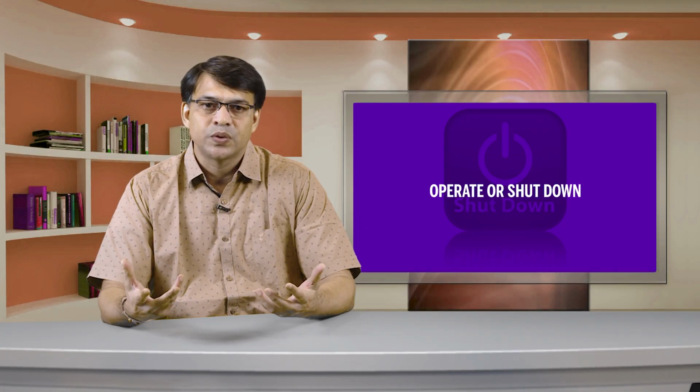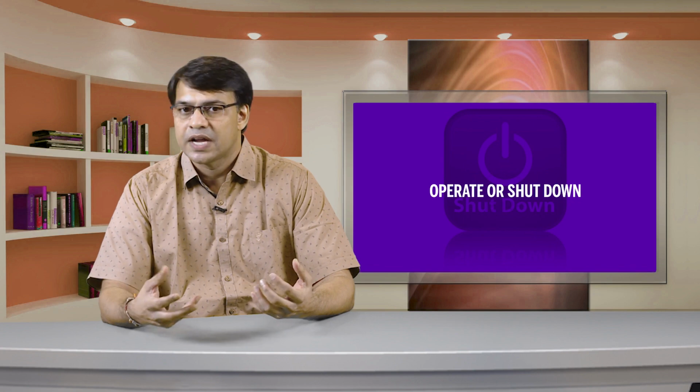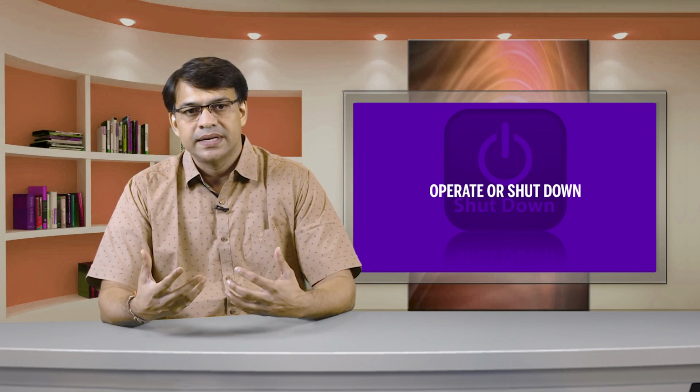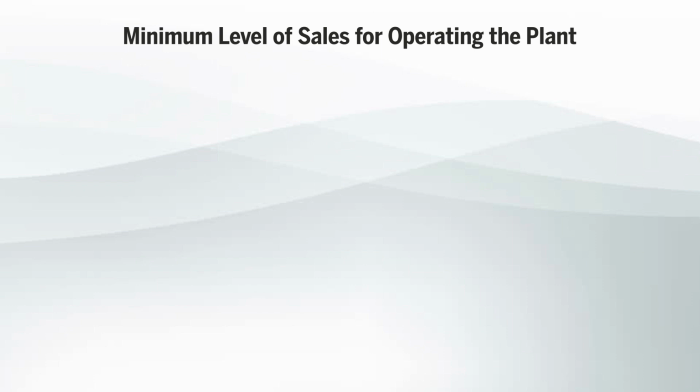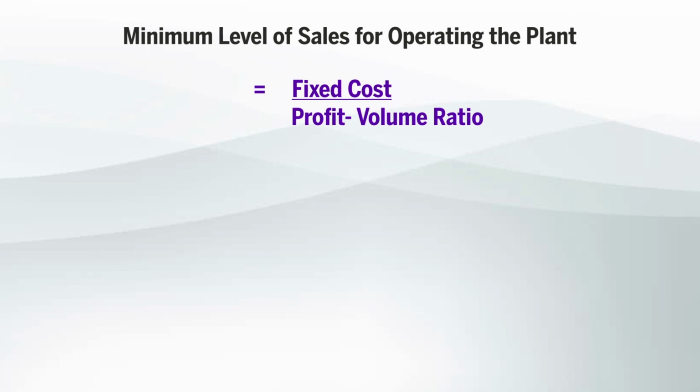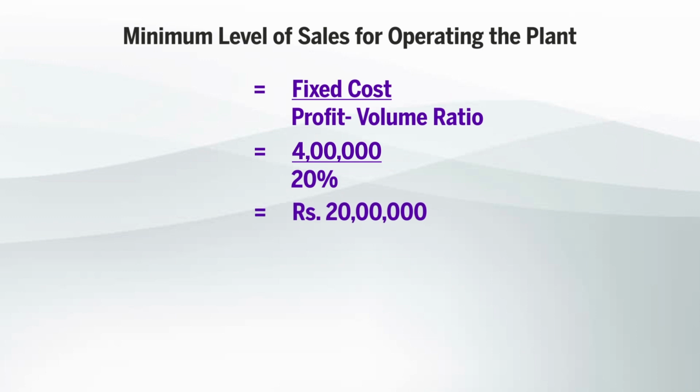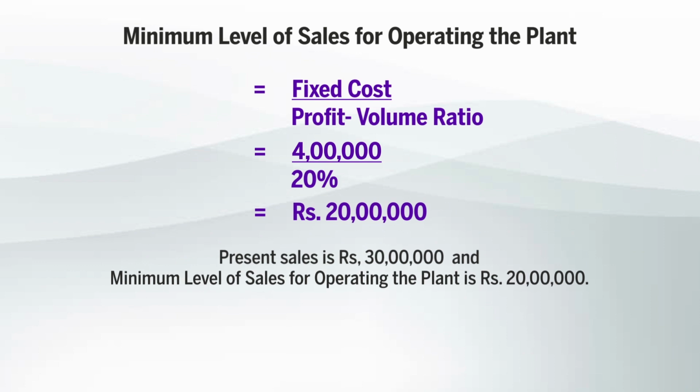So we were in need of these two pieces of information, fixed cost and profit volume ratio. Now we have both. We can calculate the minimum level of sales for operating the plant by substituting both. Here fixed cost is, as per our calculation, 4 lakh and our PV ratio is 20%. So 4 lakh divided by 20%, our answer is rupees 20 lakhs. This 20 lakhs is the minimum level of sales to operate the plant. So we can conclude that the present sales is rupees 30 lakhs and the minimum level of sales for operating the plant is rupees 20 lakhs.